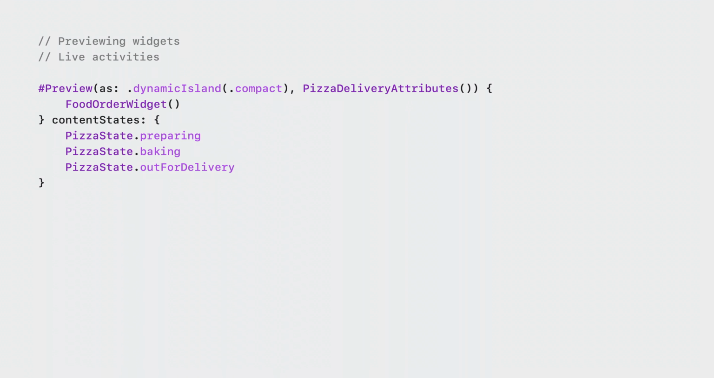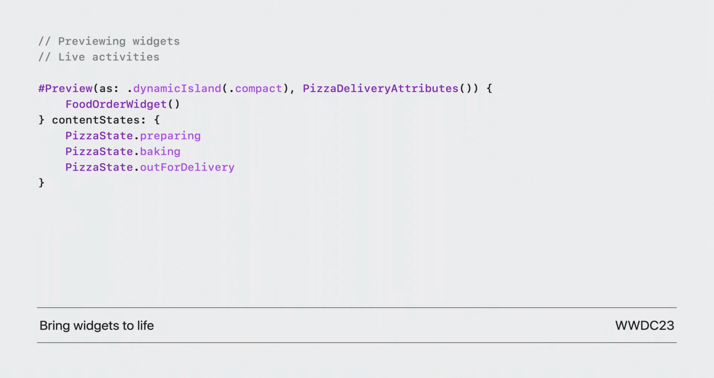For example, if you were building a widget for ordering pizza, you could provide a custom set of states for how the baking and the delivery of that pizza is going, and then test the animations between all of those states. I'm just scratching the surface of what you can do with previewing widgets. Check out the session Bring Widgets to Life to learn more.